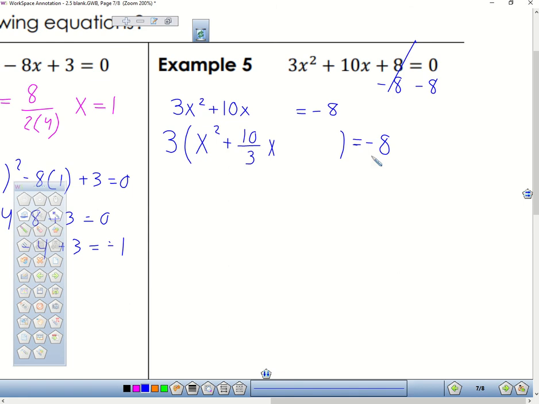And now from here we're going to go through and do all of the steps of completing the square that we learned about. So we take half of this and we square it. Now that's going to probably require us to do some math because it's not going to be a nice one.